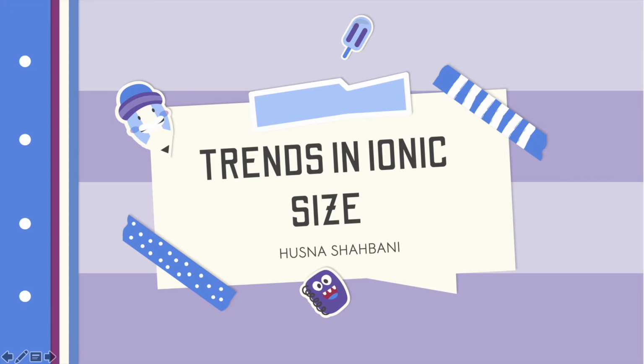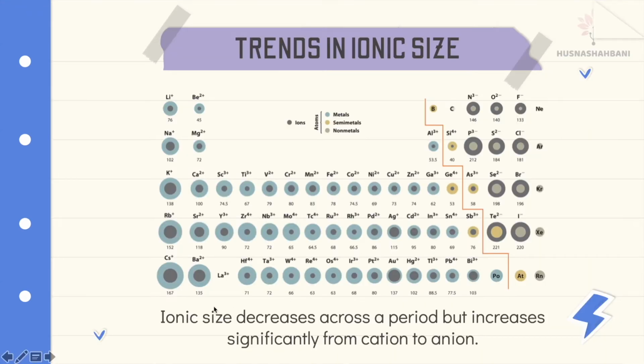Trends in ionic size. Ionic size decreases across a period but increases significantly from cation to anion. This one is different from trends in atomic size.